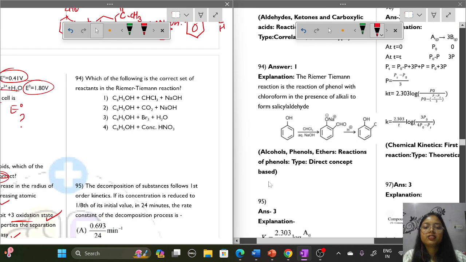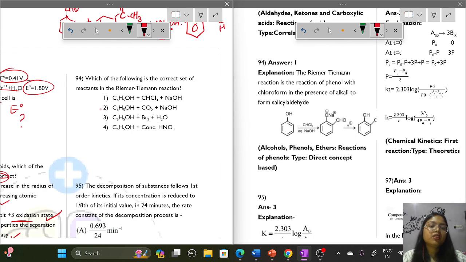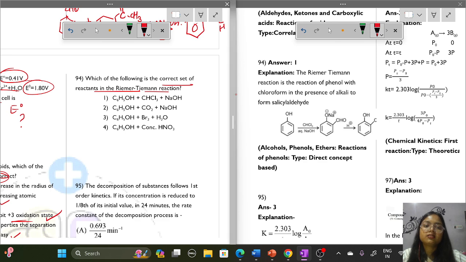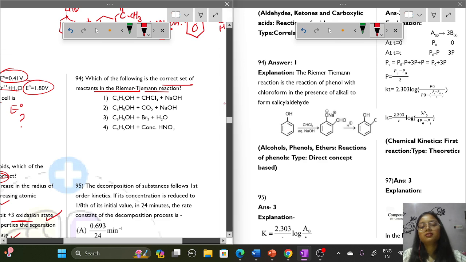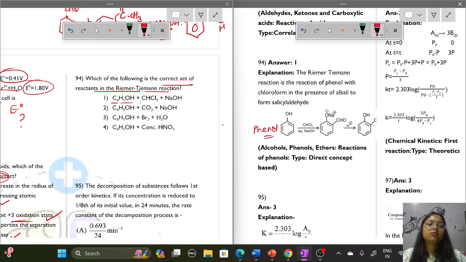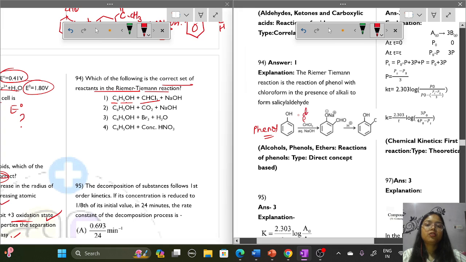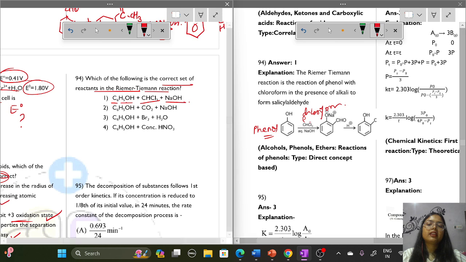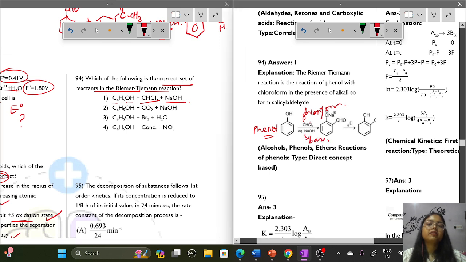Next is question number 94. Which of the following is the correct set of reactant for Reimer-Tiemann reaction? So for Reimer-Tiemann reaction, which is the correct reagent? C6H5OH. Yeah, C6H5OH, it is phenol. Phenol is required. Then chloroform. CHCl3, chloroform is also required. And then NaOH. NaOH is a base. Base is also required for a Reimer-Tiemann reaction.